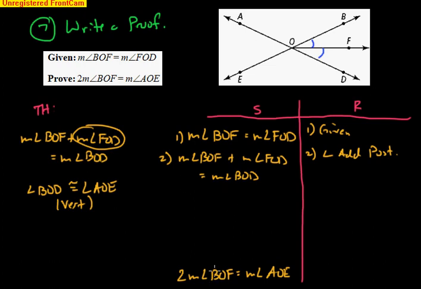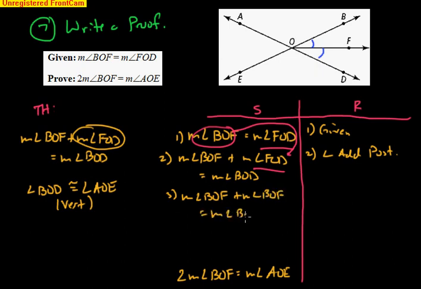Now, I want this to say 2 times the measure of angle BOF. So I need 2 BOFs here. Well, just like I spoke earlier, FOD is here and here. I can make BOF go in for FOD. I can replace it because they're equal. So I can replace and say that the measure of angle BOF plus the measure of angle BOF equals the measure of angle BOD. I can say that, just by doing a simple substitution of 1 and 2. So 1 and 2 are now gone. They've become 3.